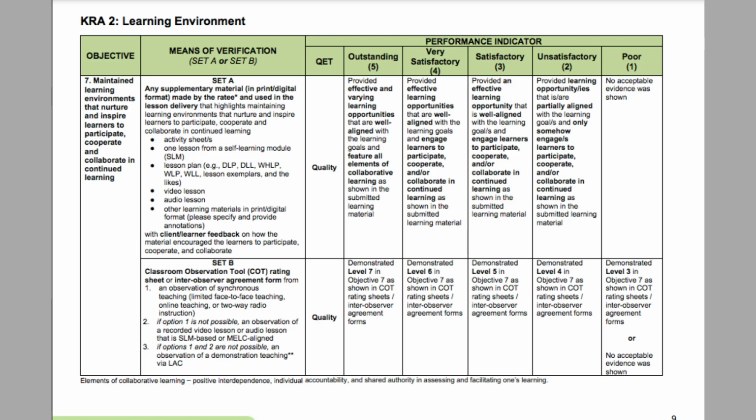For set B, COT rating sheet or inter-observer agreement form from an observation of synchronous teaching. If option 1 is not possible, an observation of a recorded video lesson or audio lesson, and then demonstration teaching via LAC. Elements of collaborative learning: positive interdependence, individual accountability, and shared authority in assessing and facilitating one's learning.